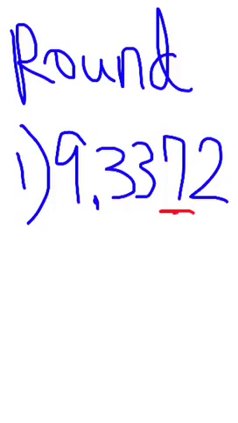You look at the digit immediately to the right of the place value. If that digit is 5 or more than 5, you round up. Less than 5, you do not round. So our final answer here is 9.337.